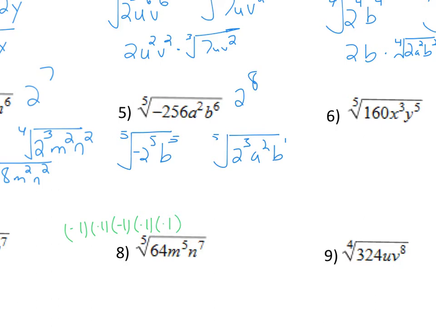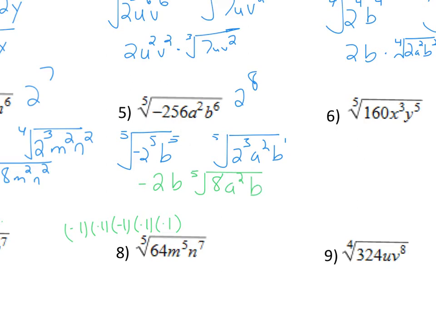Okay, so when I multiply them together, I have these two negatives make a positive, these two negatives make a positive, positive 1 times the negative 1 left over, still gives me a negative. So I actually have, and I didn't write it here, the negative 1 to the 5th, the 5th root of that is still going to be negative 1. So we end up with a negative 2b, and then 5th root of 2 to the 3rd is 8, a squared b.